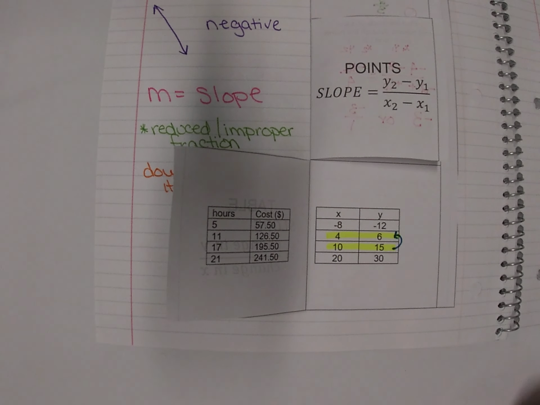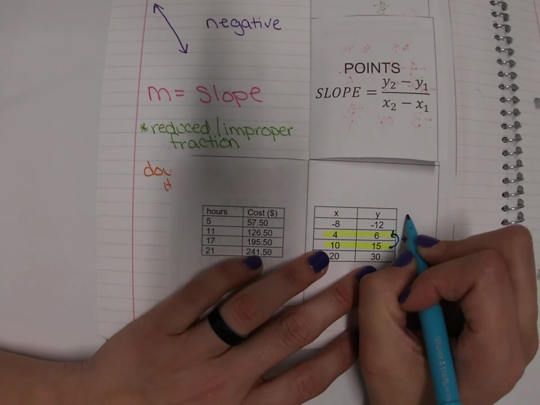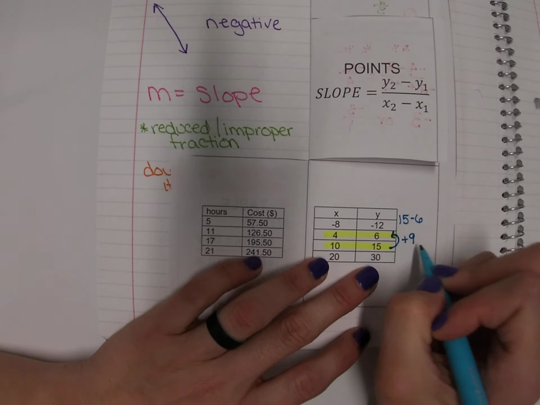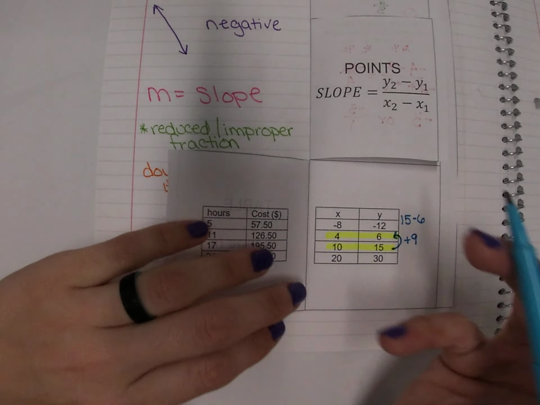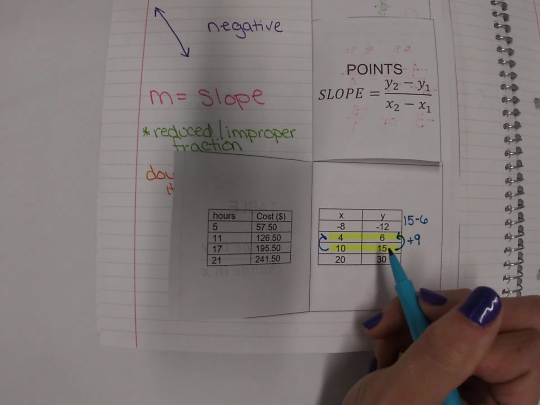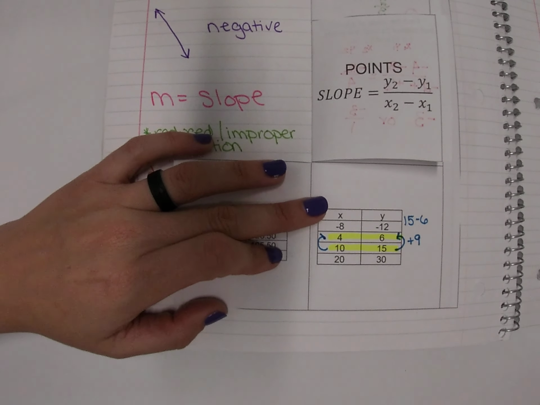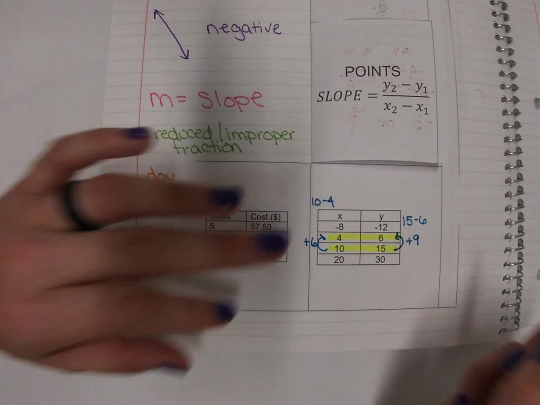Now, some of you are going to be able to do that as easy mental math. Okay, and you're going to say, oh, 6 plus 9 is 15. We have to add 9. Some of you might not, and you might need to actually do 15 minus 6, which is still a positive 9. Okay, then we're going to do the same thing over here. What do we have to add or subtract to 4 to get to 10? Again, you might be able to do that with easy mental math, or some of you might have to do 10 minus 4.